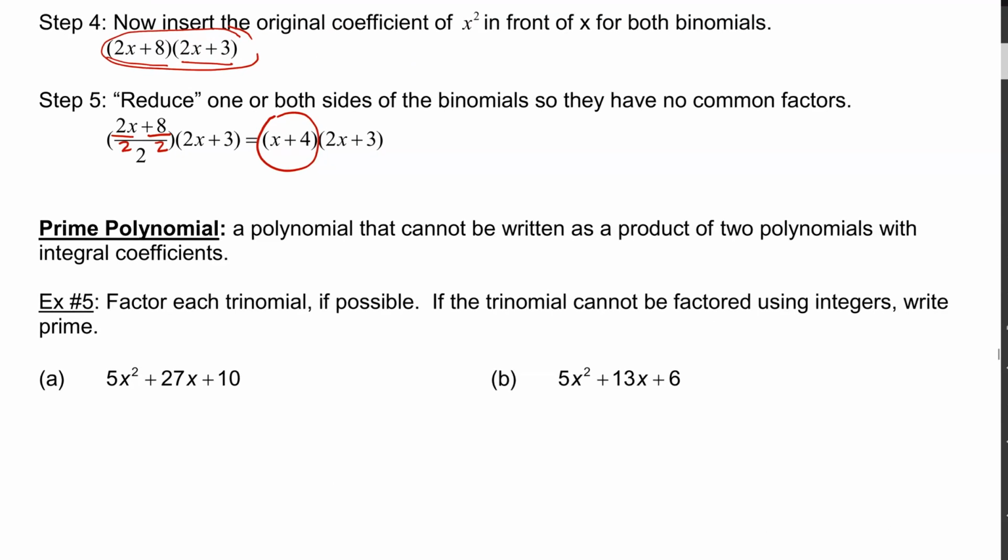Because I had my other binomial of 2x plus 3 from before when I inserted back in my 2 in front of the x's in step 4, do I reduce it? No, because 2 and 3 have no common factor. 2 and 8 have a common factor of 2.